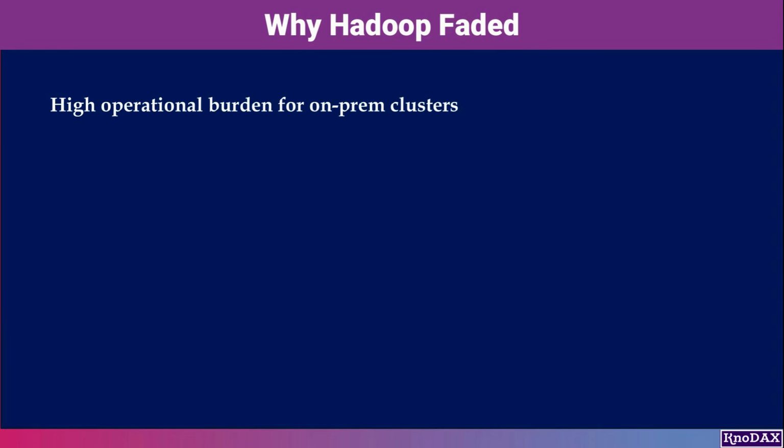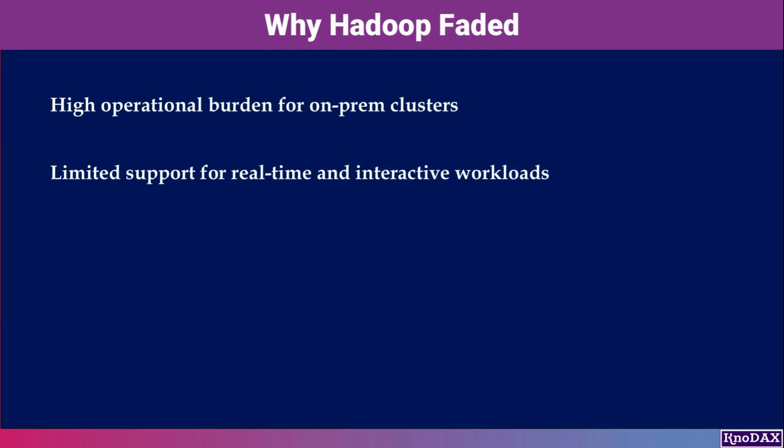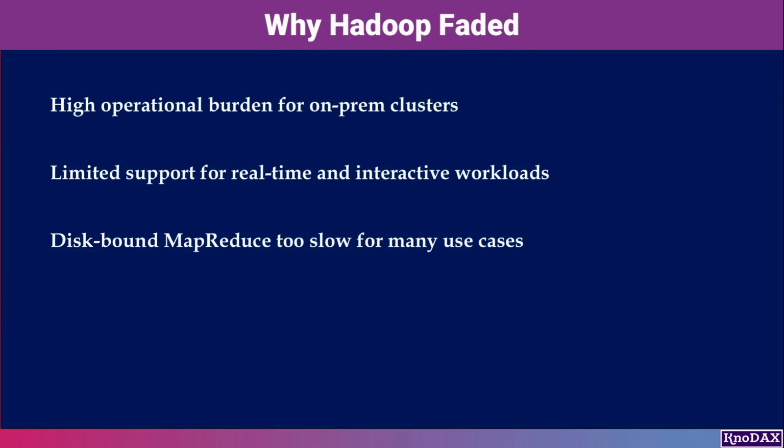Now that we've looked at Hadoop's core building blocks, it's important to understand why the industry gradually moved away from Hadoop-based systems. One of the biggest challenges was the high operational burden of running Hadoop clusters on-premises. Teams had to manage hardware, networking, scaling, and constant tuning, which made these environments expensive and complex to maintain. Beyond that, Hadoop offered limited support for real-time or interactive workloads. Most processing was batch-oriented, meaning results came minutes or hours later, not ideal for modern analytics or streaming needs.